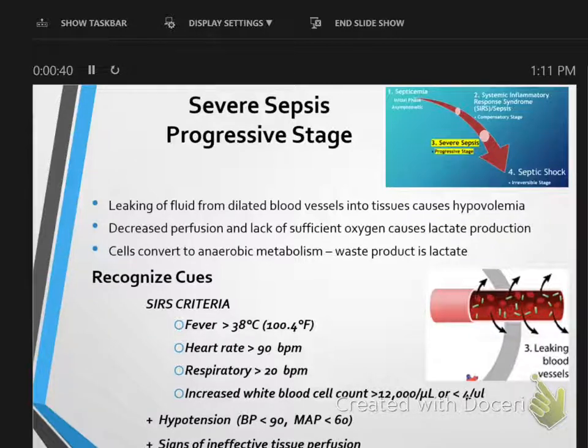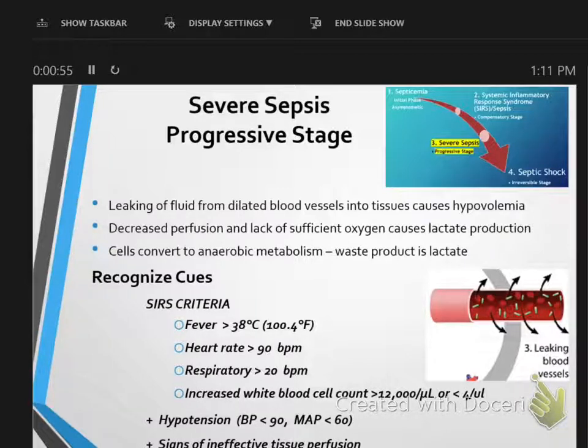Your heart rate might be higher. Your respiratory rate might be higher. Now you've got some hypotension. And what did I tell you the difference between the progressive and the irreversible stages? They respond to our treatments.